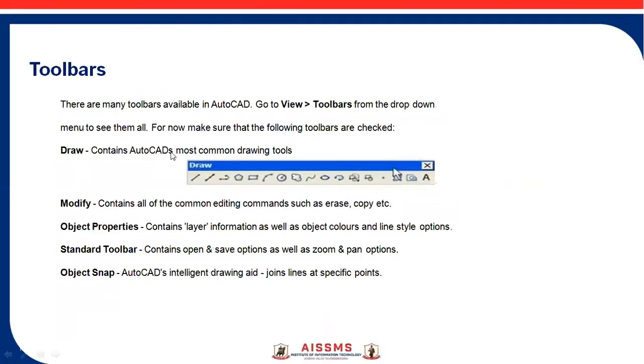Then the toolbars. There are various types of toolbars in AutoCAD. This is the draw toolbar, in which I have already mentioned what type of tools you are going to use to draw the object. Then modify, object properties, then the standard toolbar. What is the standard toolbar? The standard toolbar contains open and save options, and zoom and pan options. Then object snap. AutoCAD is an intelligent drawing aid that joins the line at a specific point by using object snap.